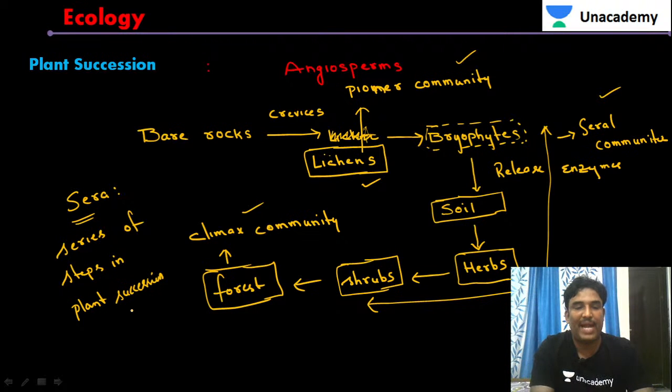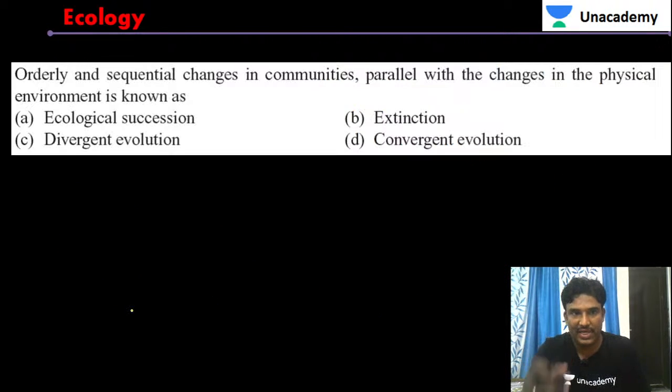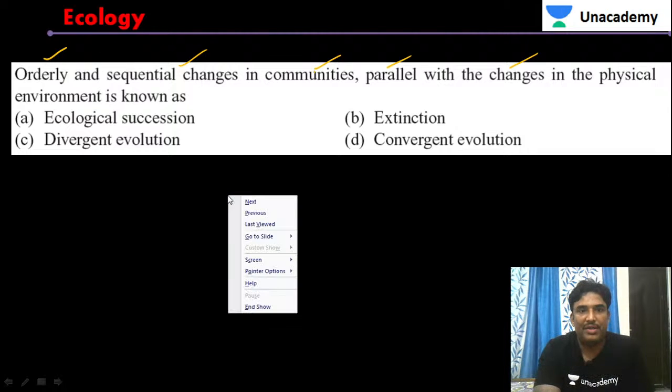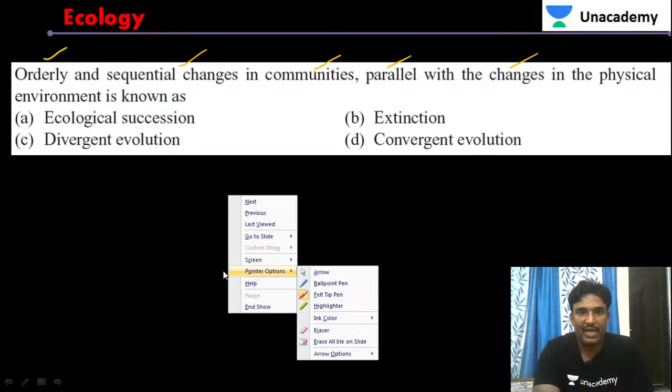So this is about the plant succession, students. Let's discuss some multiple choice questions regarding this topic. Let's see the first question. Orderly and sequential changes in communities parallel with the changes in the physical environment is known as. That was the question. Can anybody answer this question, students?